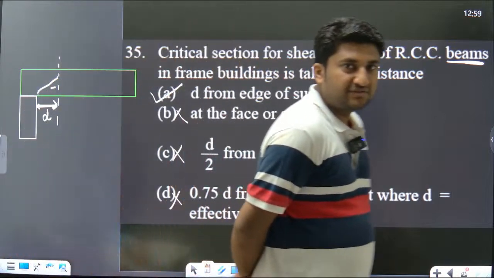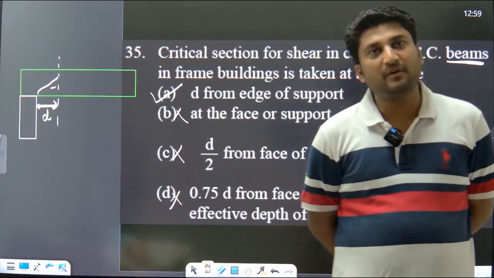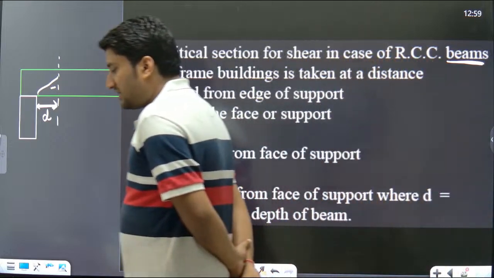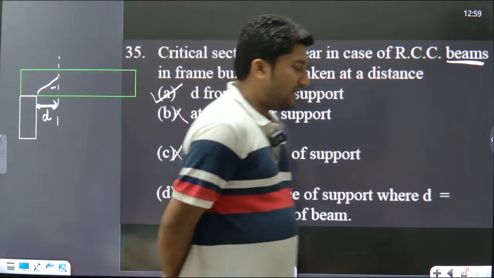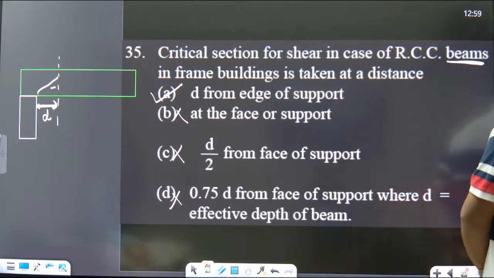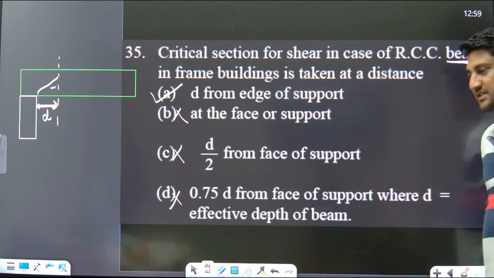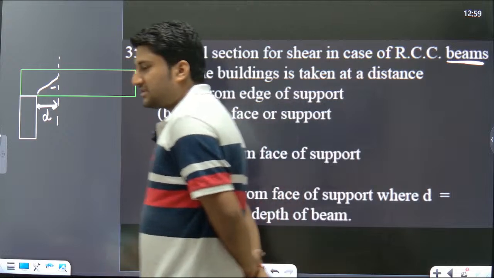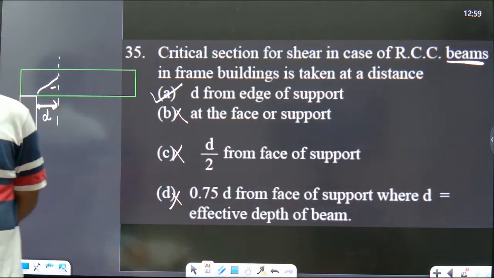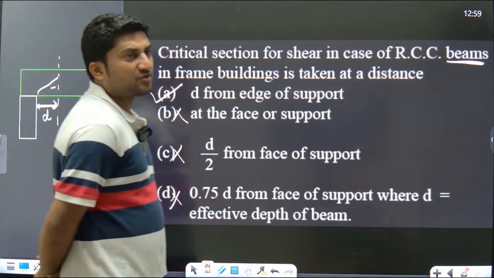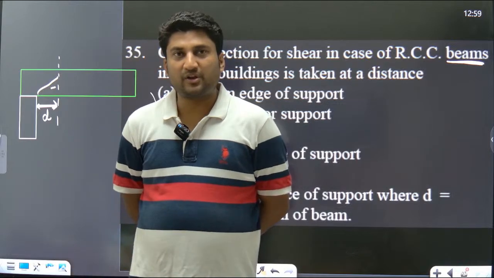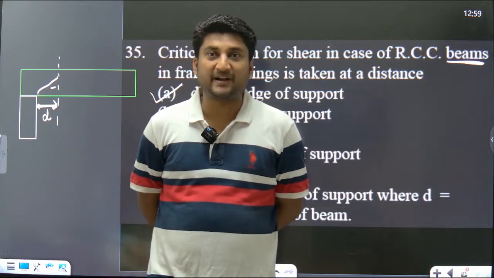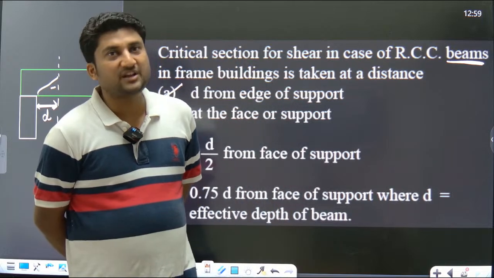So this is it guys. This is it for today's session. I hope you have enjoyed the session. So this is how we have covered the beam part. We have completed the beam part. Now we are left with three chapters, that is slab, column and footing. Most probably for your JEE examination, prestressed concrete is not important. I am expecting questions from beam and slab.